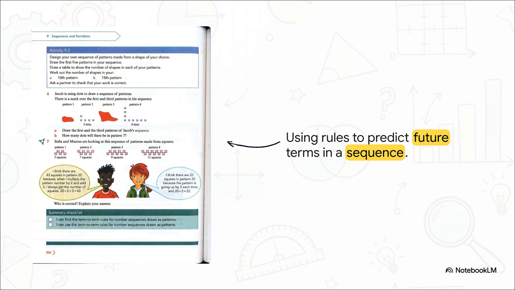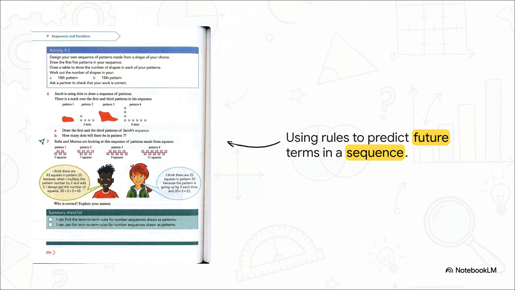Let's see this applied to a more complex problem. We've got a pattern made of squares here. Pattern 1 has 5 squares, pattern 2 has 7, pattern 3 has 9, and pattern 4 has 11. Now, we have 2 students, Sophia and Marcus, and they're trying to predict the future. They want to know exactly how many squares will be in pattern 20. Take a look at their logic. Who do you think is correct here? Sophia or Marcus?